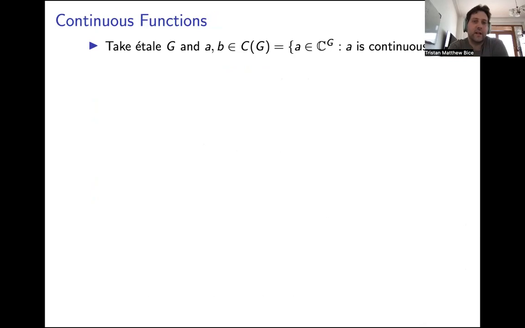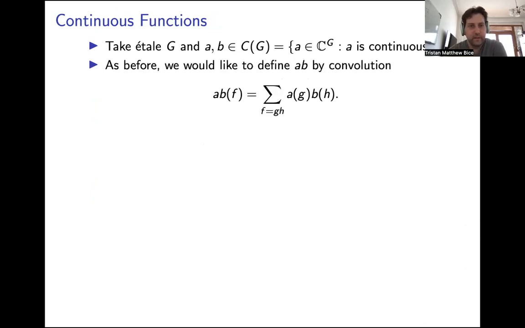Let's take our étale groupoid G and consider a couple of continuous functions on G. What you would like to do is again define the product by convolution. Remember, a couple of lectures ago we were looking at functions on finite groupoids. First we did things in an operator-theoretic way, but then we discovered that really we're just looking at functions from G to C under convolution. This was really the equivalent way of defining the product.